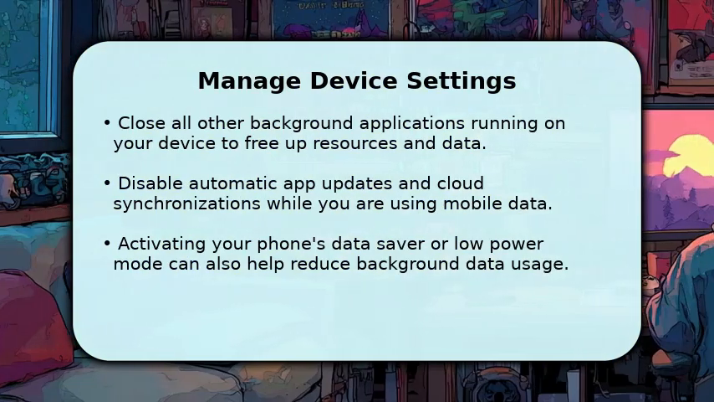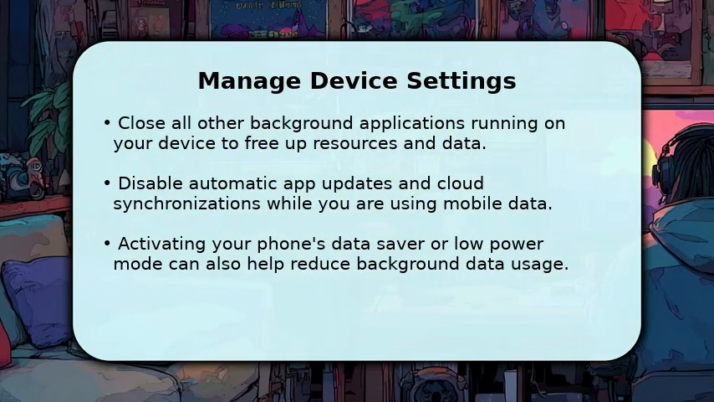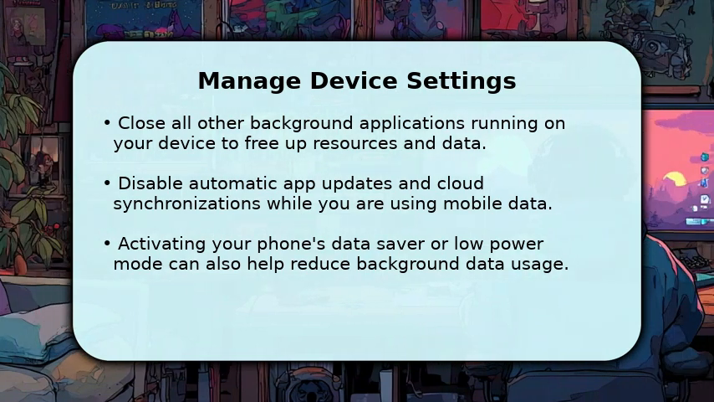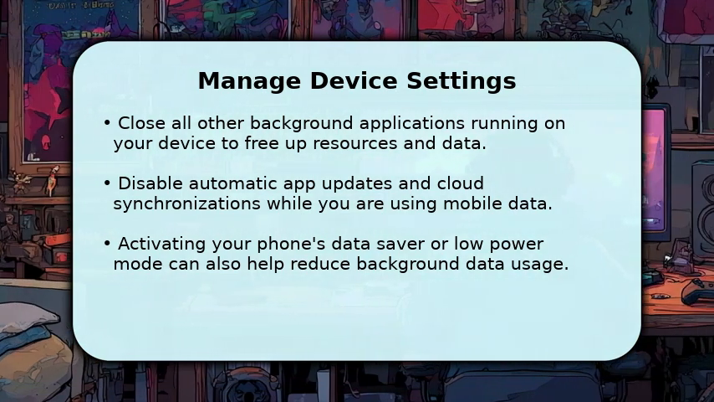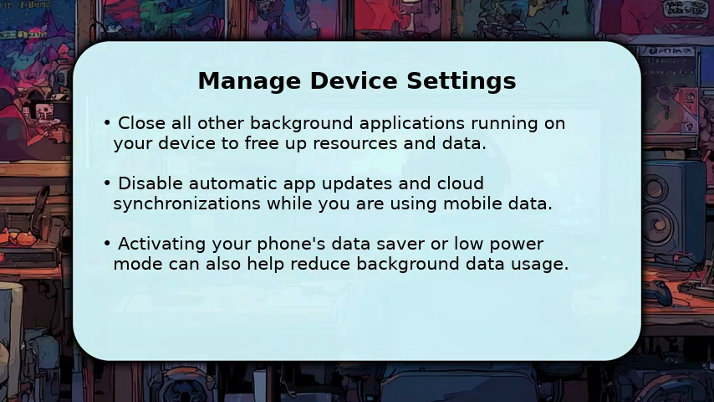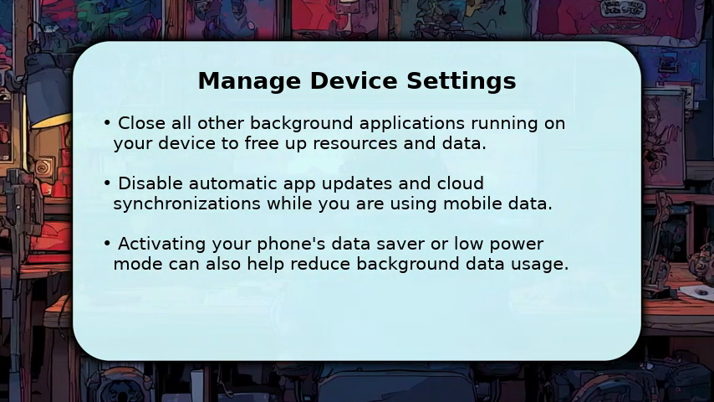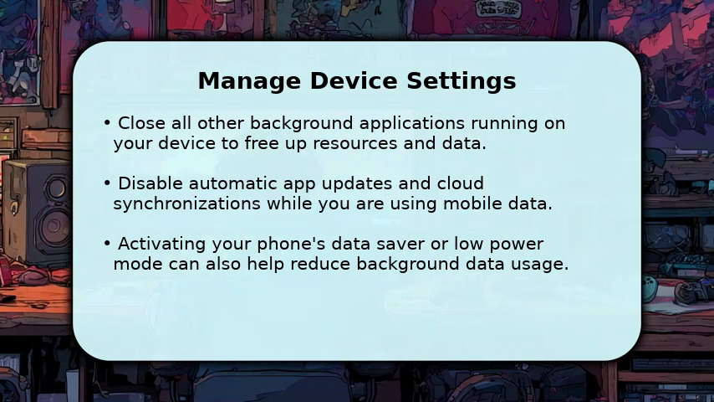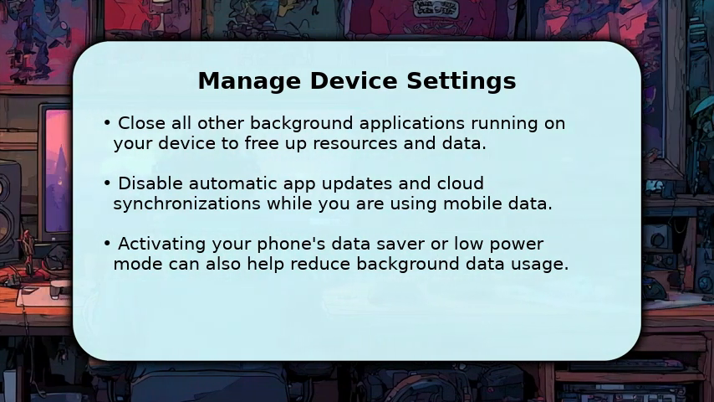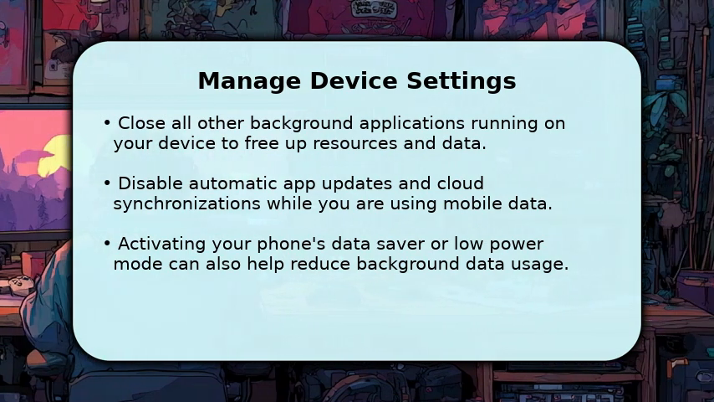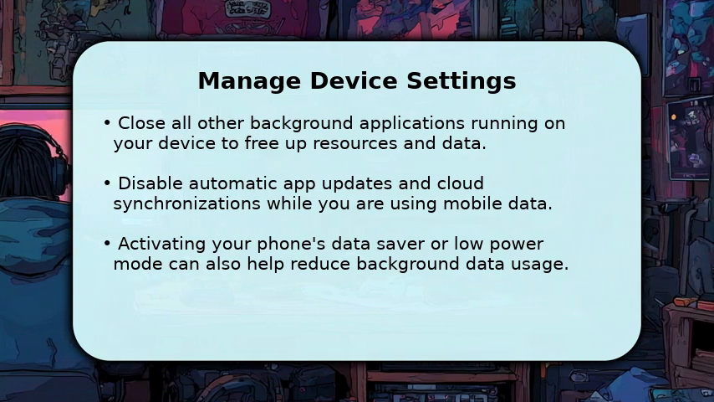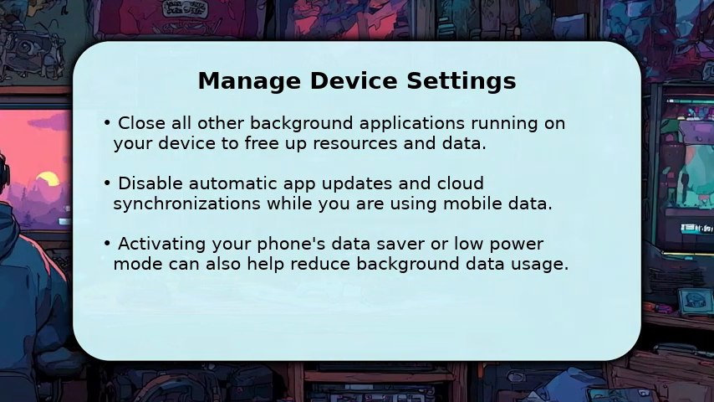To further optimize your mobile data usage, manage your device settings proactively. Before launching Roblox, close any applications running in the background, as they may consume data without your immediate knowledge. Additionally, disable automatic updates for all your apps and cloud services while on cellular data. Engaging your phone's built-in data saver or low power mode can also effectively minimize background data activity, preserving your allowance.